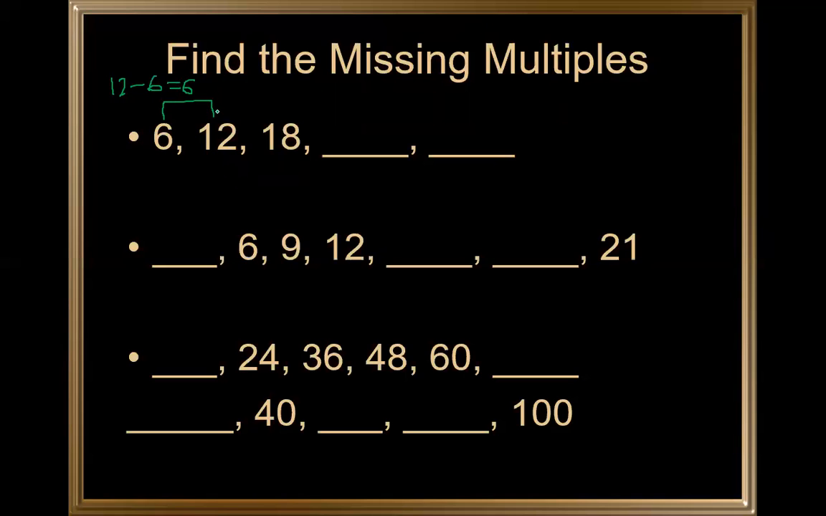Again, I want to check one more time. I have to subtract the bigger number, 18 minus 12. When you subtract 18 minus 12, this will give you 6. So what are you getting every time? 6. It means that there is a gap of 6, so it is a table of 6.